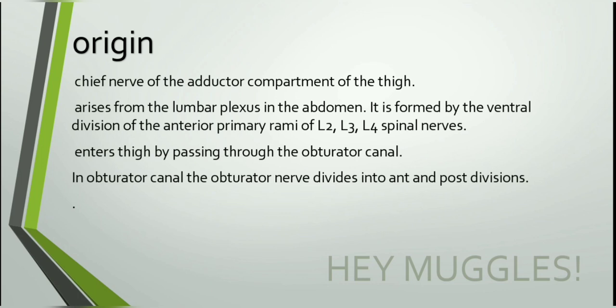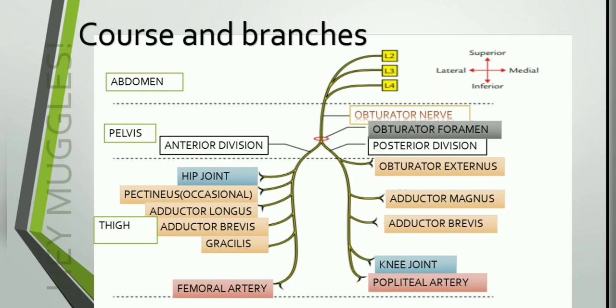It arises from your lumbar plexus in the region of the abdomen, formed by the ventral division of the anterior primary rami of L2, L3, L4 spinal nerves. So what is the root value of the obturator nerve? It is L2, L3, L4, right? It enters the thigh by passing through your obturator canal, and in the obturator canal itself it divides into anterior and posterior divisions.